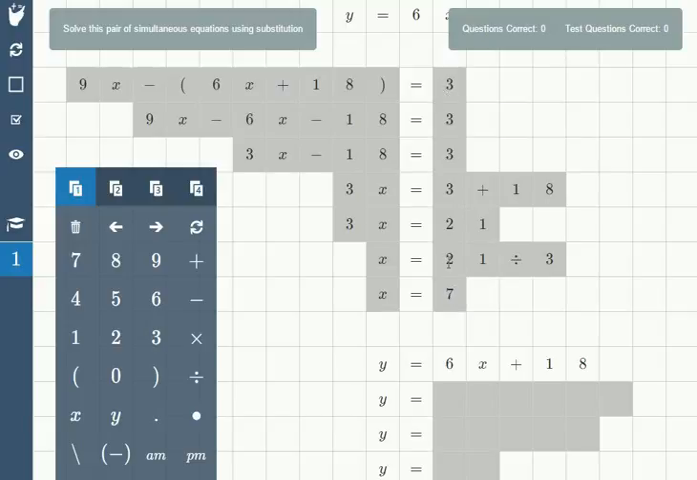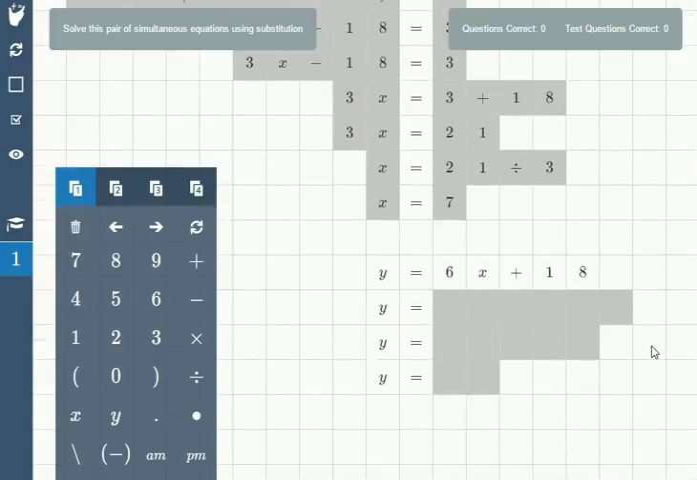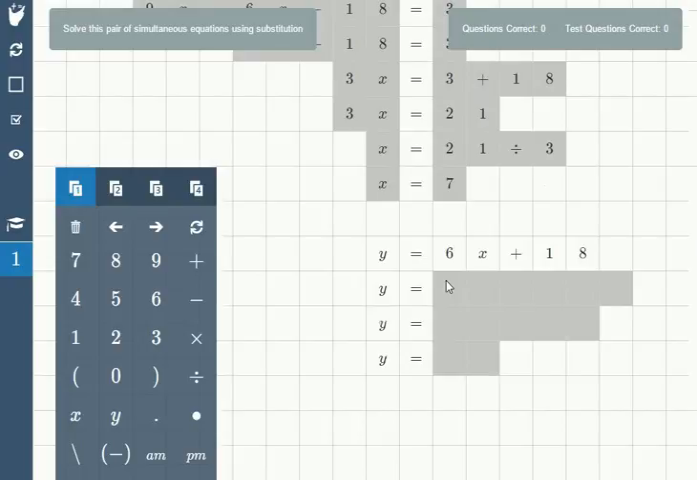So now we've worked out what x equals, we're able to substitute it back into one of our original equations to work out what y equals. So if we scroll down a bit further, we can see that y equals 6 times whatever x is plus 18. Well, we know that x is equal to 7, so we can put in 6 times 7 plus 18.